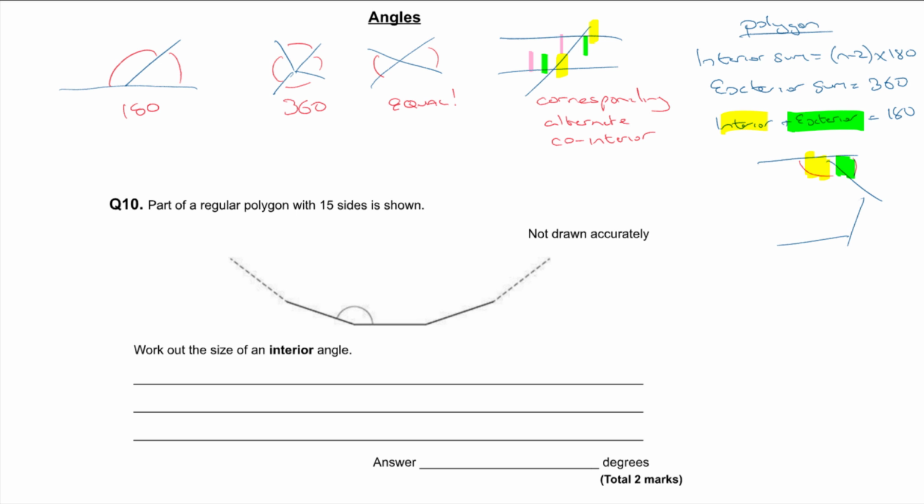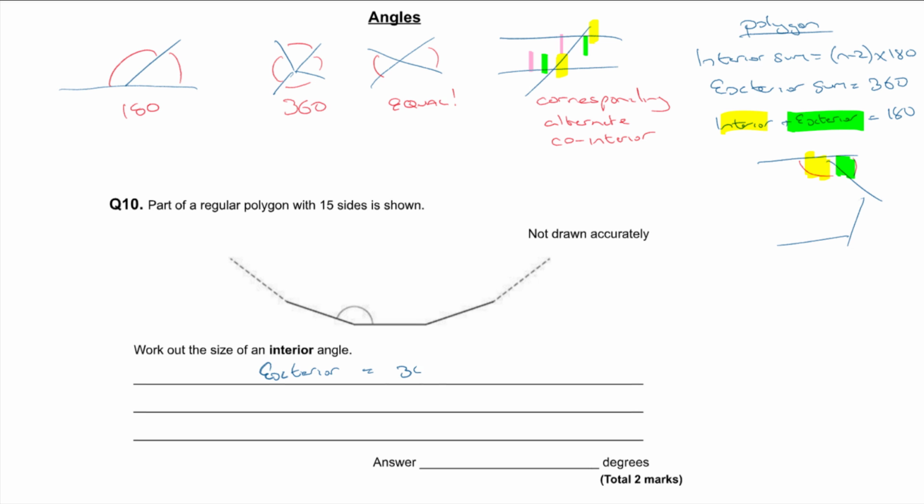Right, so this first one, question 10, this is part of a regular polygon with 15 sides shown. Work out the size of the interior angle. Now you could use the interior angle sum. I tend to just stick with the exterior one though, because it's easier. So I work out the exterior angle first, and use the fact that the two add up to 180 to find the other one. You can plug them straight into the interior sum as well, but I think the exterior sum one is easier to learn, so I just work out exterior first.